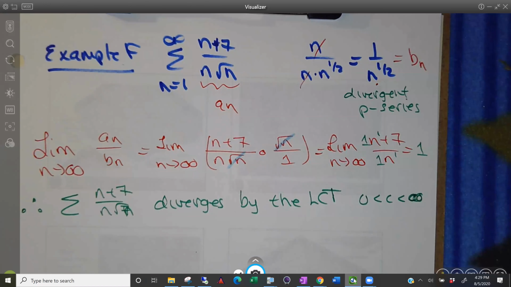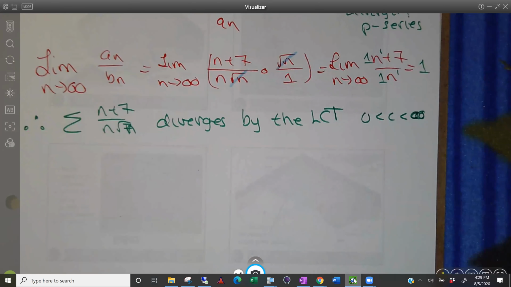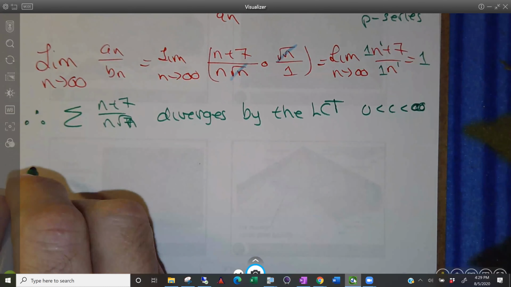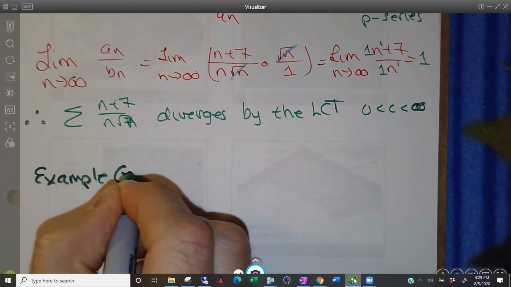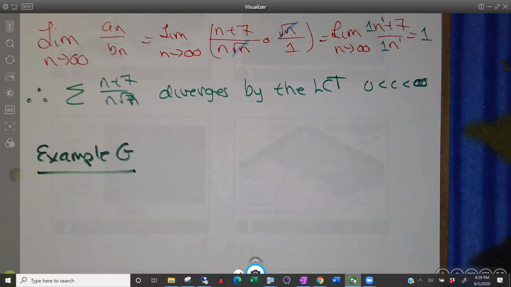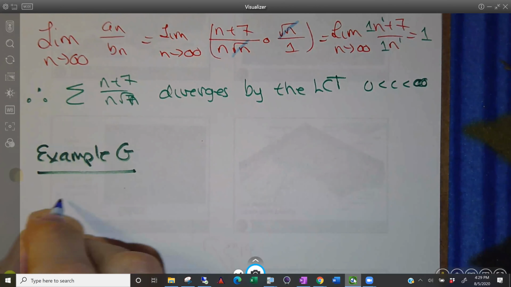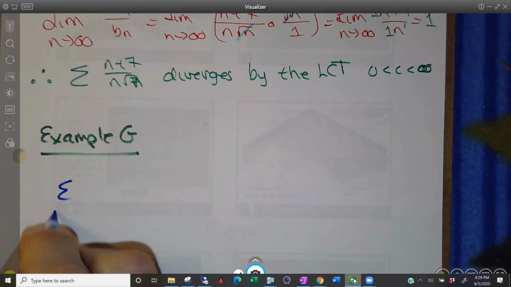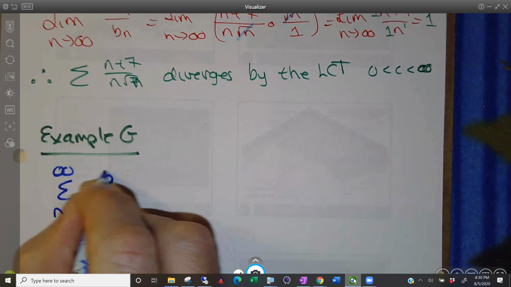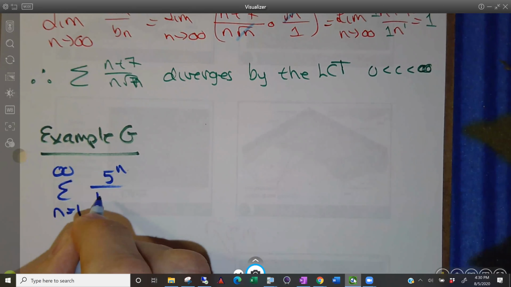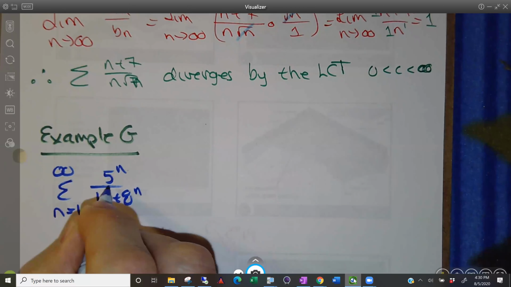Let's do a couple more. Example G. So we'll do the sum of n equals 1 to infinity of 5 to the n over 14 plus 8 to the n.